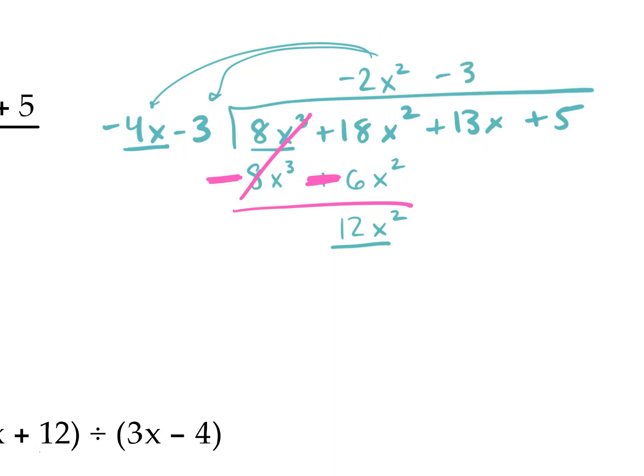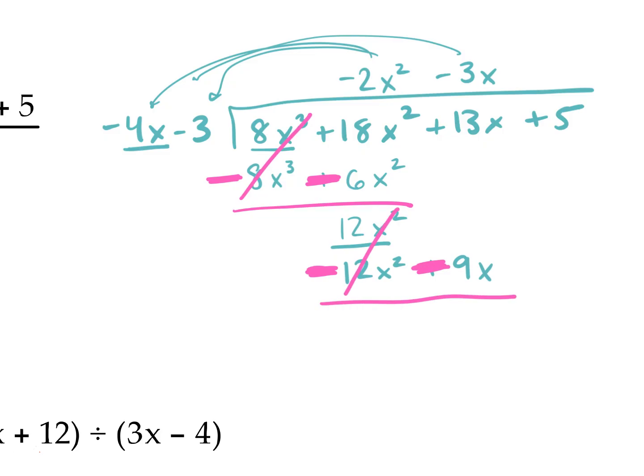Negative 3x. Then we multiply negative 3x times everything out front. So we get 12x squared plus 9x. Then we change the sign and combine. The first ones are always going to cancel. They're always going to be opposite signs, so they'll cancel. We can drop down the 13x. So 13x minus 9x would be 4x. And we do it again. What's 4x divided by negative 4x?